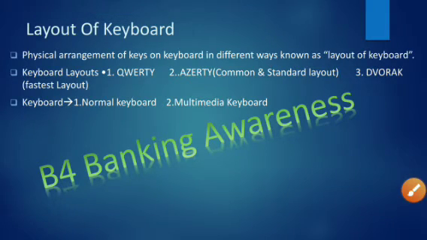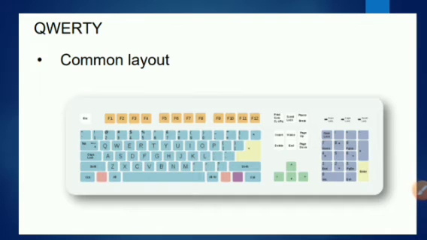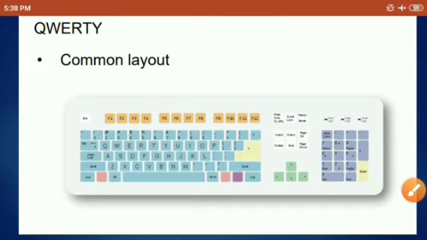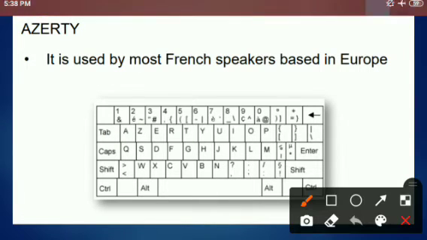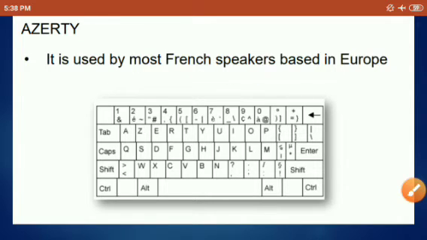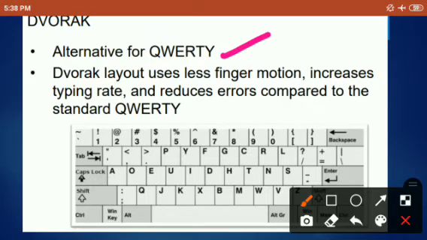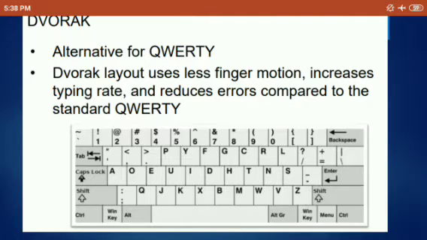I am showing you some pictures of these keyboard types. First one is QWERTY keyboard layout, which is a common layout. Next one is ASCII keyboard. It is used by most French speakers based in Europe. The next one is Dvorak keyboard. It is alternative for QWERTY keyboard, and Dvorak keyboard uses less finger motions and increases typing rate and reduces errors compared to the standard QWERTY keyboard.